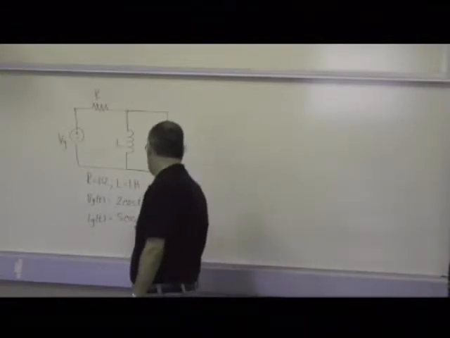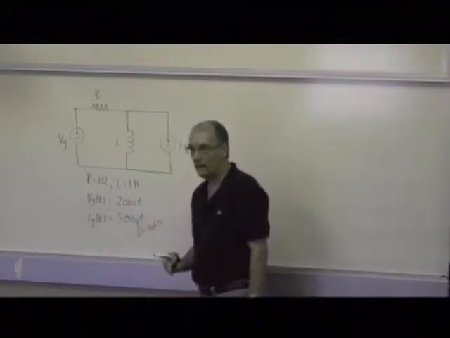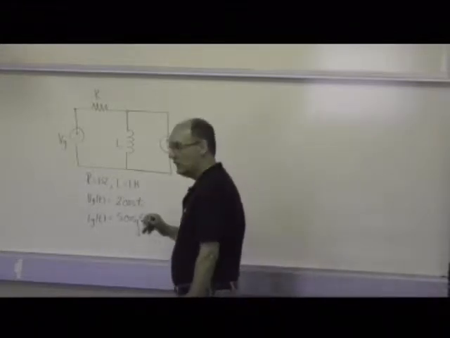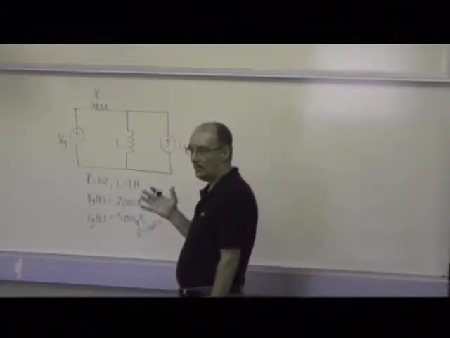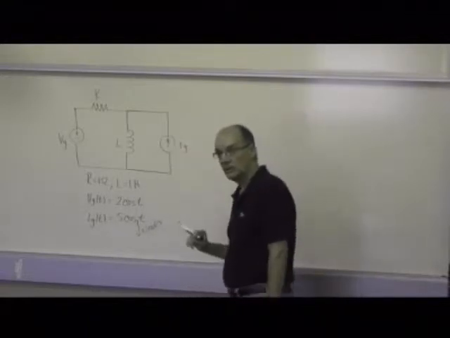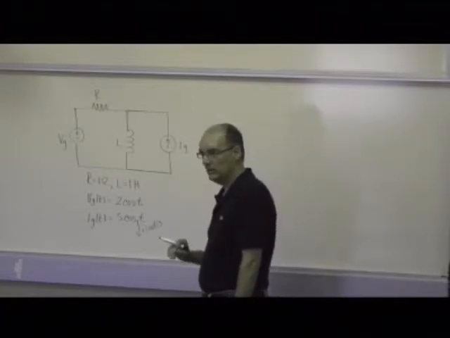This here corresponds to 1 radian per second. So both sources are like that. In general, I will keep it that way. I will not mix frequencies. If that ever happened, you could use superposition and break the problem up into several parts and add them up. But that's not really what we're interested in.